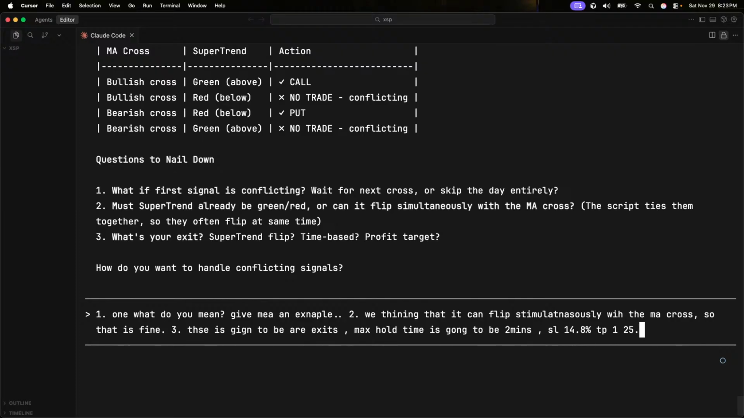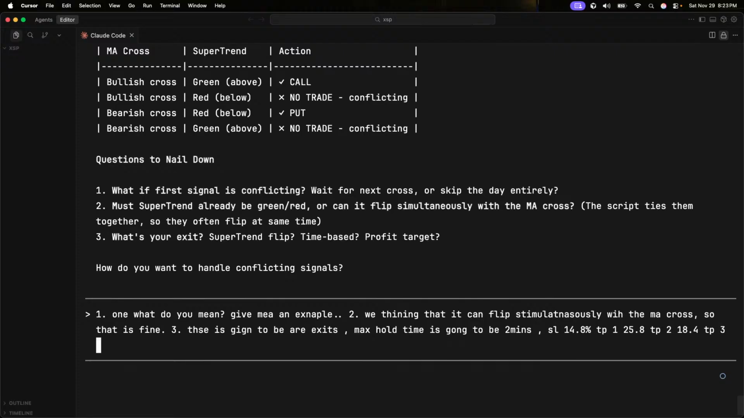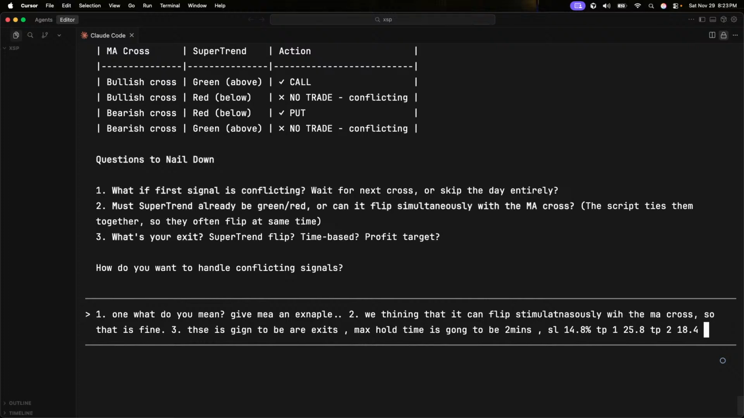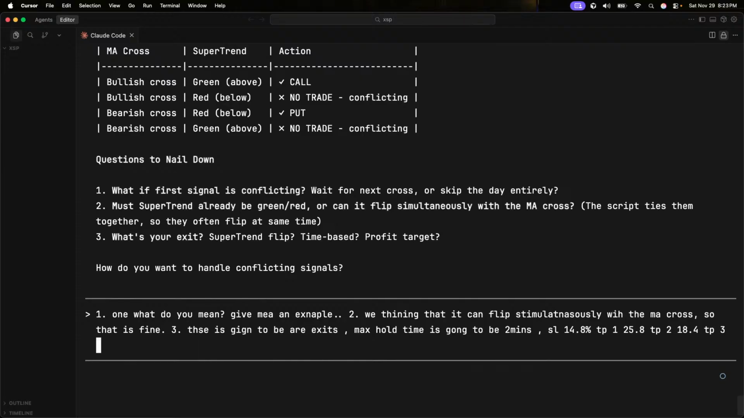25.8. Take profit 2 level is going to be at 18.4, and then take profit 3 is going to be at, should I do that? Let me just do 2. Wait, no, I want 3. Take profit 3 is going to be at 14.5.